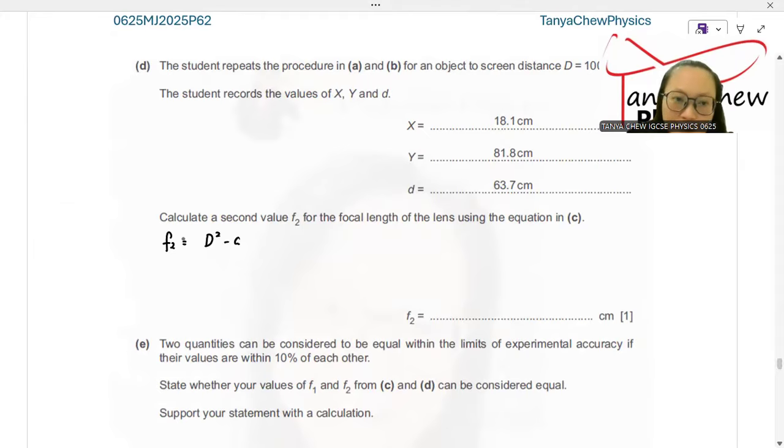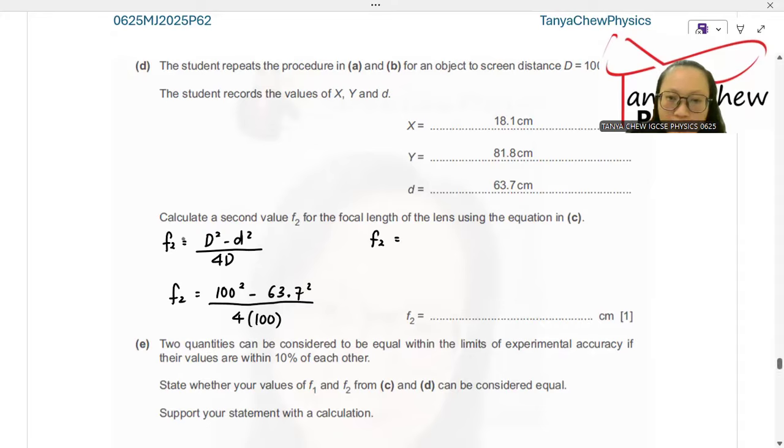D square minus d square divided by 4D. So F2, the capital D is 100 square minus 63.7 square divided by 4 times 100. And F2, I round it off to 3 significant figures and I got 14.9 cm. So 14.9 cm is my answer.